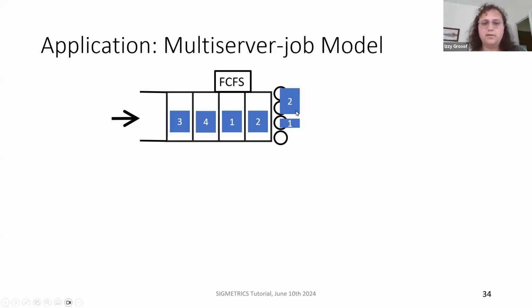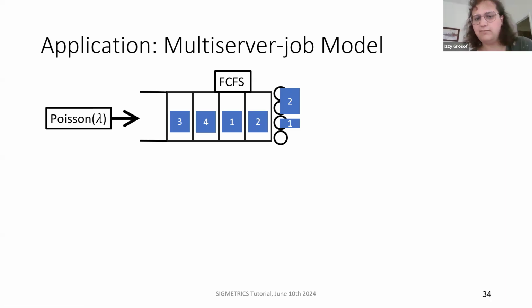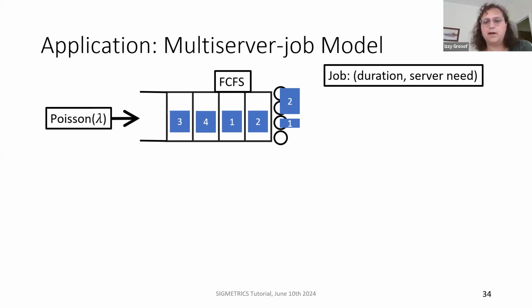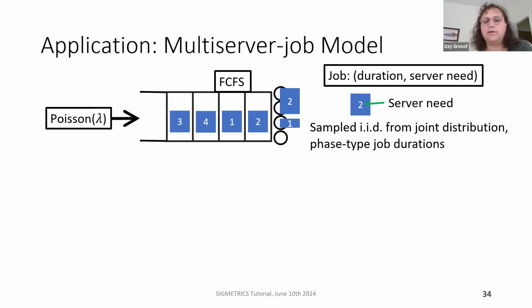So this 2 server job over here, it wants to be in service, but there's only one server available, so it's going to have to wait. And this one server job, we're not going to let it jump ahead because we want things to wait their turn so the two server job doesn't get even further delayed than it already is. And we'll think of a Poisson lambda arrival process. Now, each job here has a duration and a server need, and I'll write the server need in that little box there. And we're thinking of these being sampled IID from some joint distribution with phase type job durations.